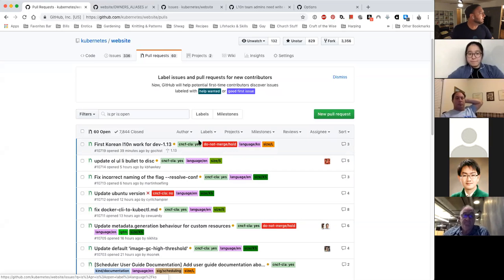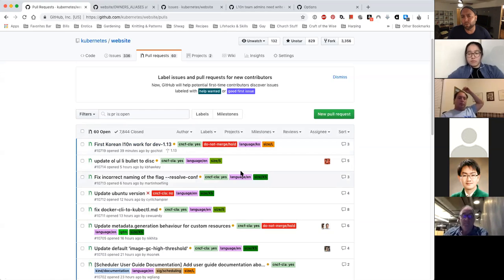Junyi, was this automatically applied, or did you manually apply the label? It is automatically applied. Awesome. And you can see that there are other labels. Probably the most common label will be language/EN.